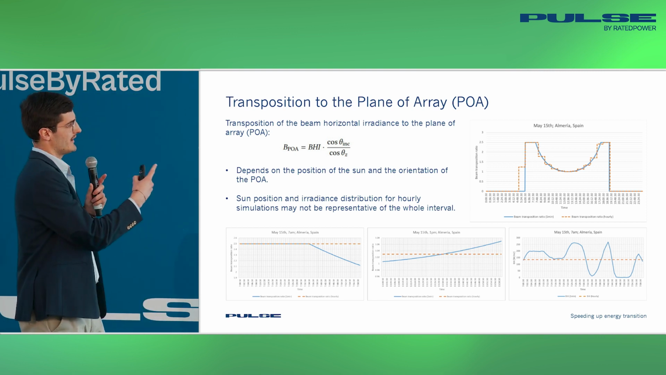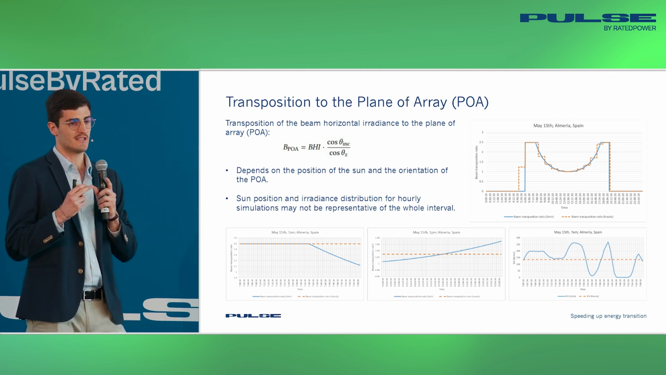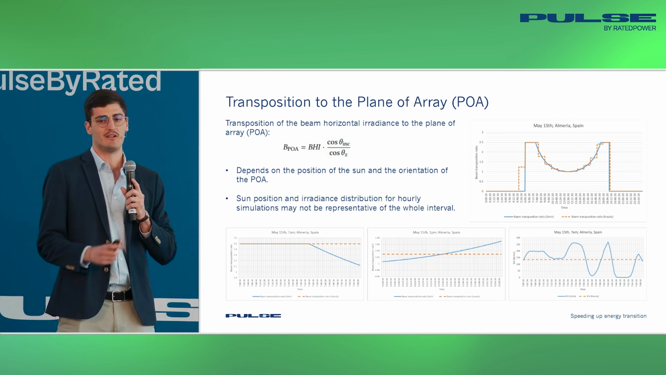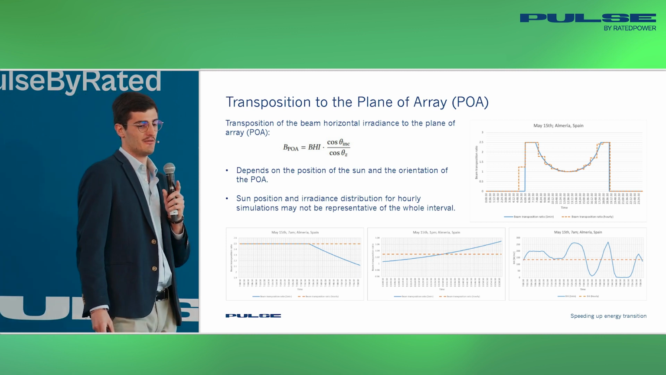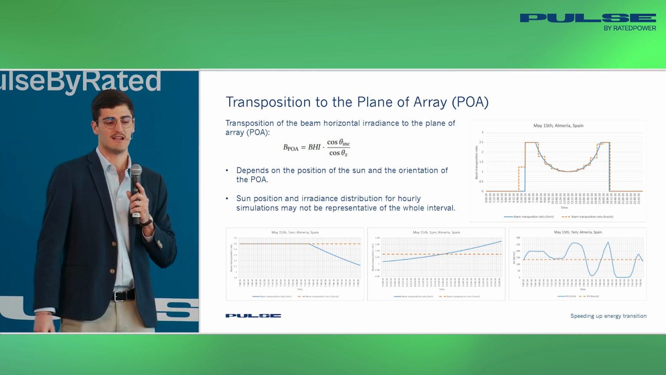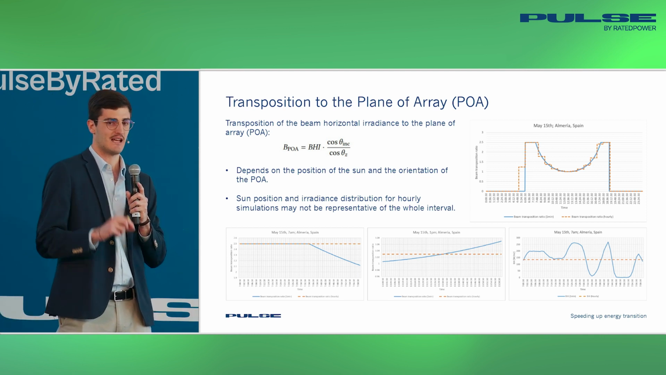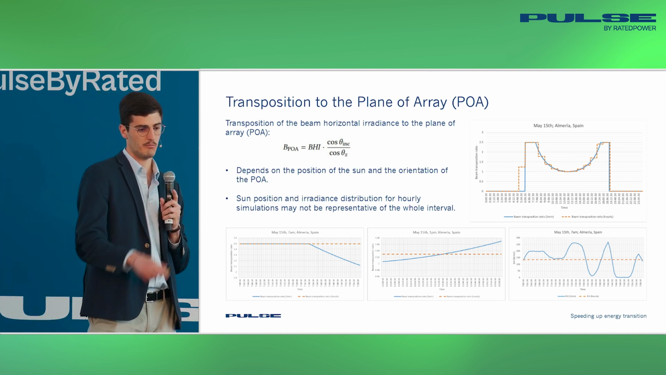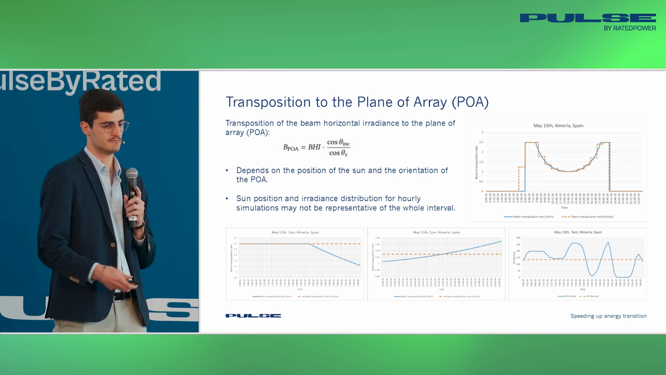This, together with the fact that the irradiance is not constant, with some fluctuations within one hour, are two things that make us have differences when comparing sub-hourly and hourly simulations. It's very difficult to estimate if we are going to have more irradiation for sub-hourly or hourly simulations, because it will depend on the meteorological data and on the specific site in which we are evaluating the project. But due to these two factors, we will have differences.